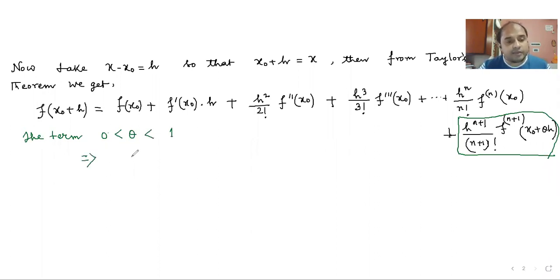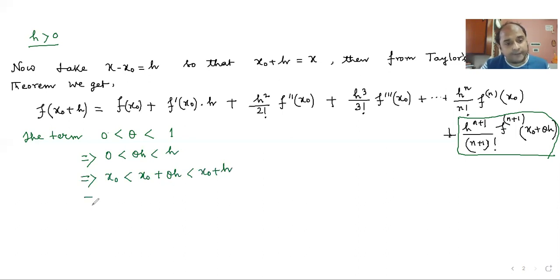And since theta is lying between 0 and 1 and h is positive, h is always positive because it's the difference of x and x naught. It gives you the distance between the points x and x naught. So we can multiply all the sides of this inequality by h, and we can add x naught on all the sides, so that we get x naught less than x naught plus theta h which is less than x naught plus h.